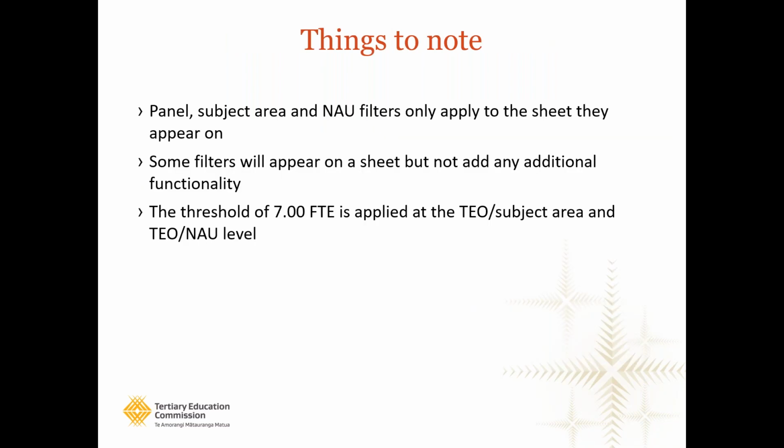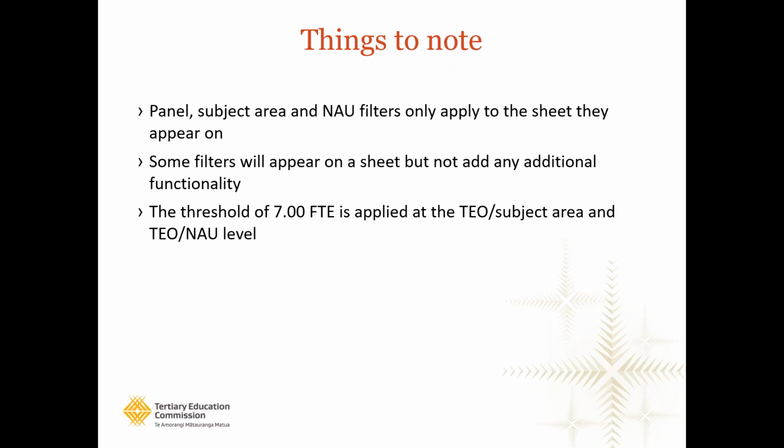So before we move on to the Researcher Demographic app, I just want to highlight a few things to note about the final results app. The first is that the filter of panel and subject area only apply to the sheet that they appear on. So for example, if you apply the panel filter of biological sciences and then move backwards and forwards through the sheets, the other sheets will not show results for biological sciences. The exception to this is where the sheets are showing the same data.